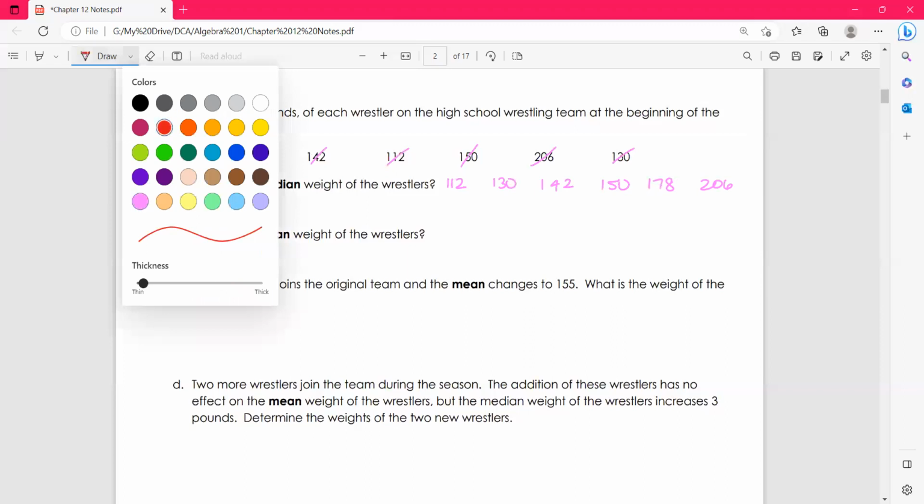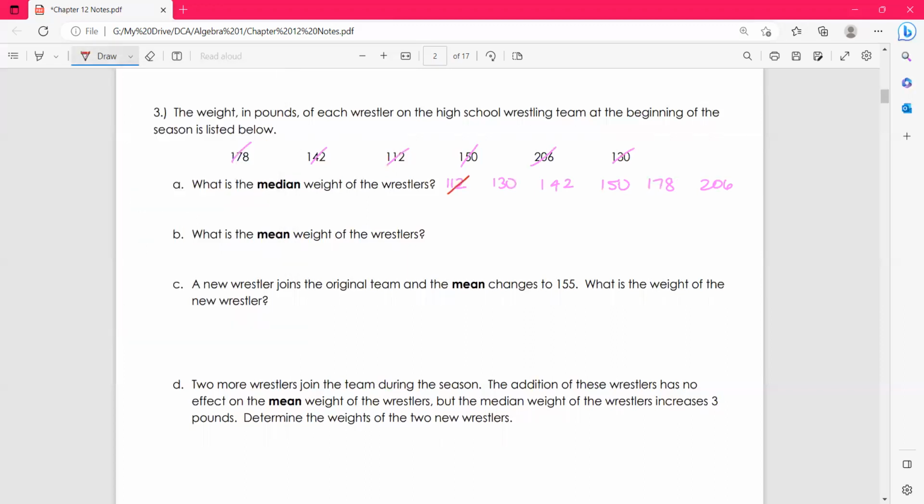Now I'm going to go find the middle number. 112, 206, 130, 178. Here's going to be the middle. Find the average of these two. 142 plus 150 divided by 2. And we get about 146 pounds is the median weight of wrestlers.